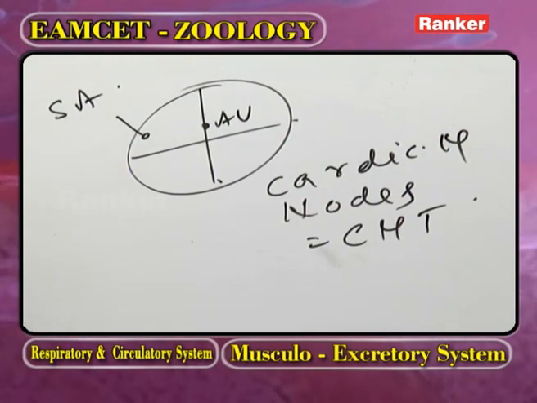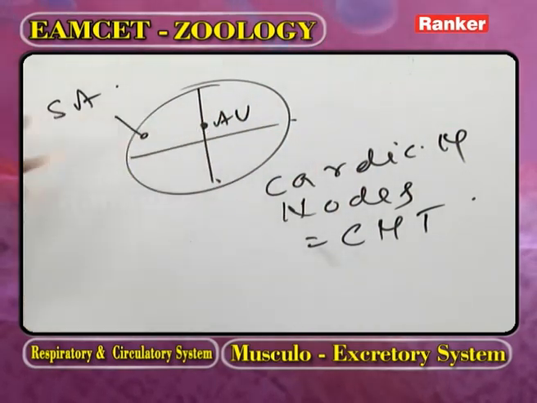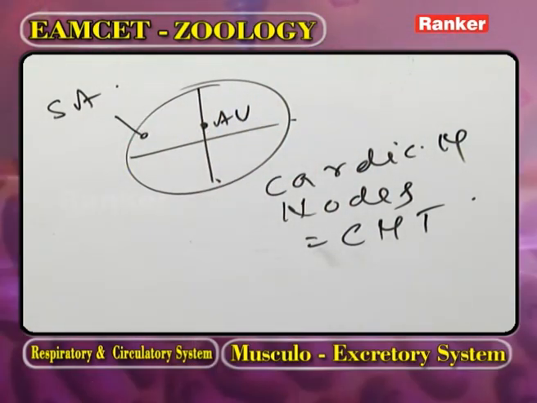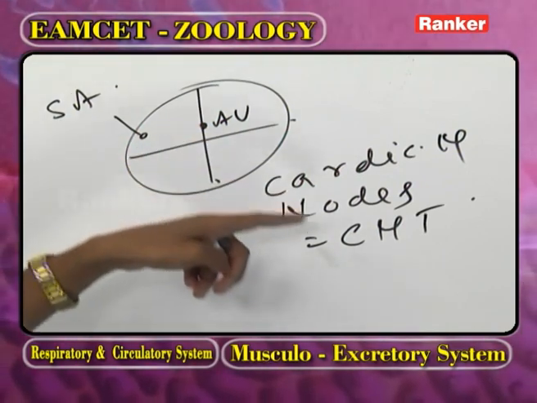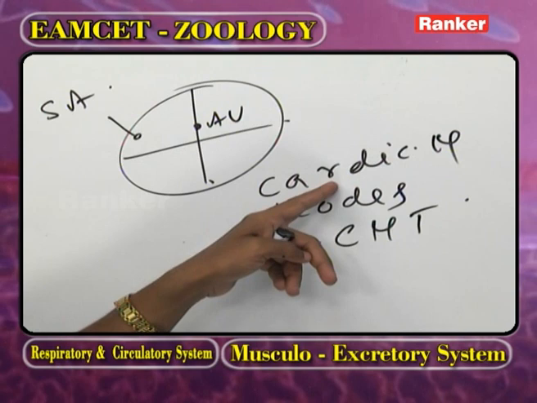This is the pacemaker. So in the case of mammals, the heart is myogenic because the heartbeat is under the control of muscle tissue. Here what is the muscle tissue? Cardiac muscle tissue.